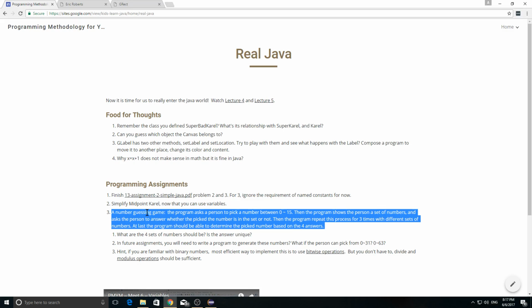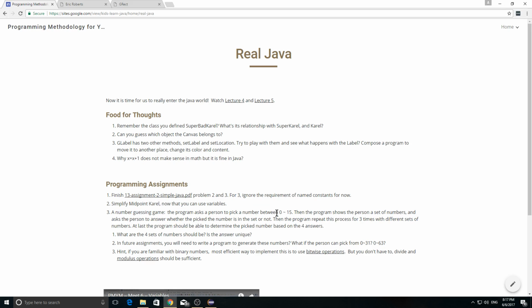There are two people, and person A asks person B to pick a random number between 0 and 15. Person B can't tell person A. Person B picks a number but cannot tell anybody.